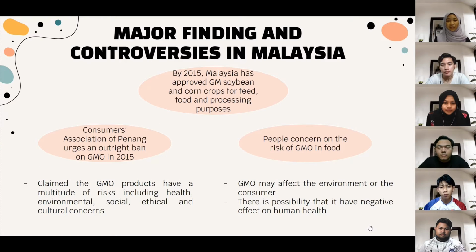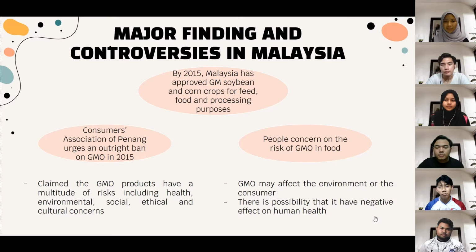Okay. Now I will explain the major findings and controversies in Malaysia. By 2015, Malaysia approved GM soybean and corn crops for feed, food, and processing purposes. However, there are some controversies around these GMOs. Firstly, the Consumers Association of Penang urged an outright ban on GMOs in 2015. They claim that GMO products have a multitude of risks, including health, environmental, social, ethical, and cultural concerns.